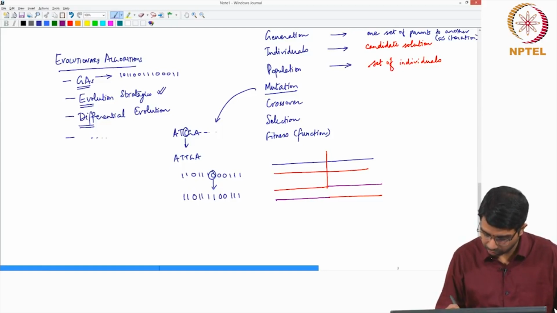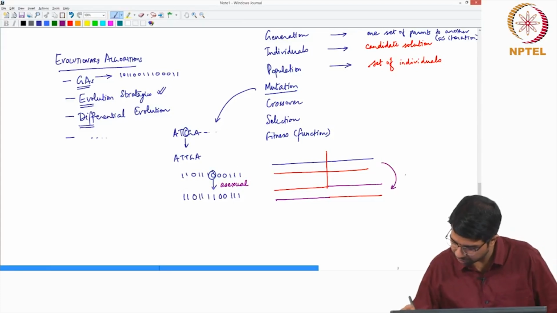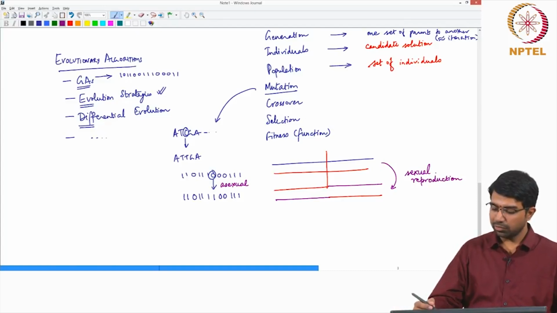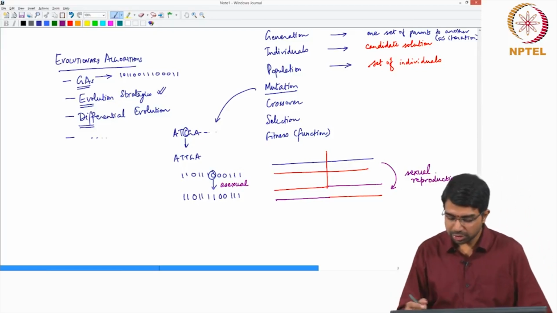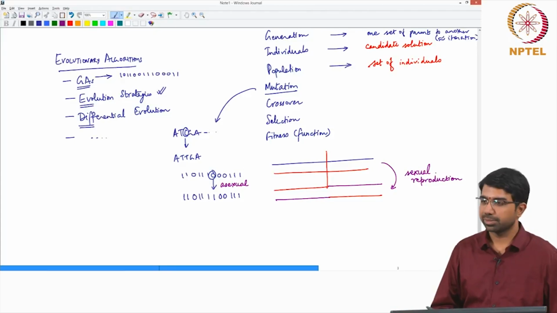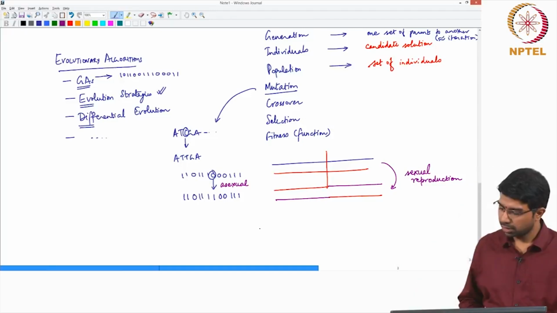So, this you can think of as asexual reproduction, and this is essentially sexual reproduction. You are basically getting information from two parents here, whereas here it is just coming from one parent. So, depending upon the case, this might be like a global search and a local search, if you are looking at the real space.